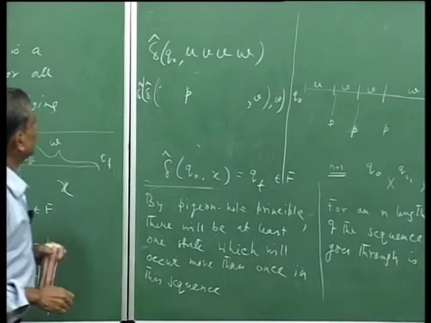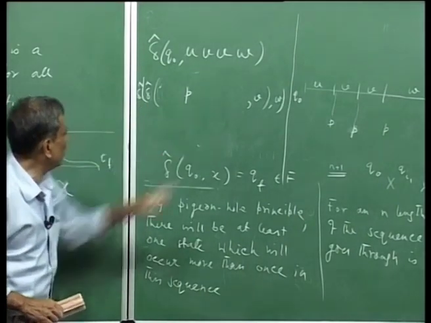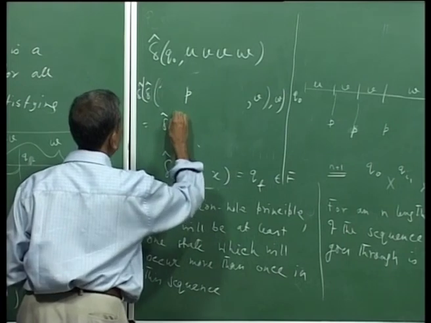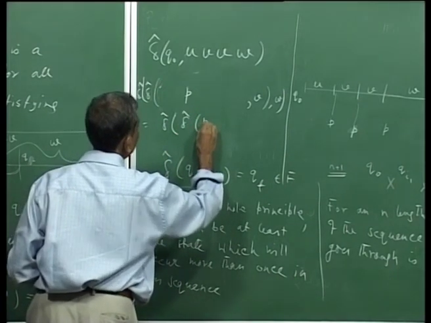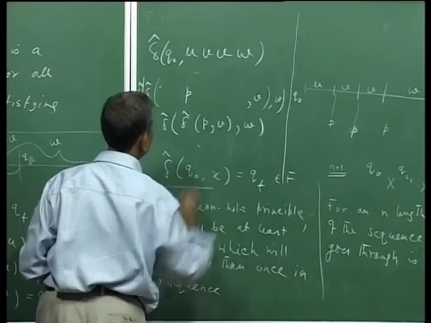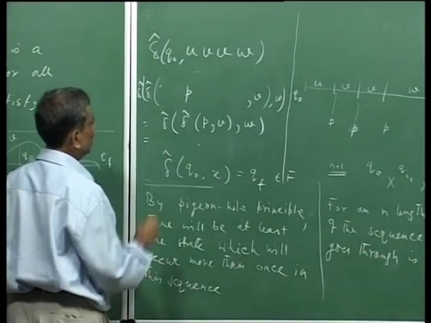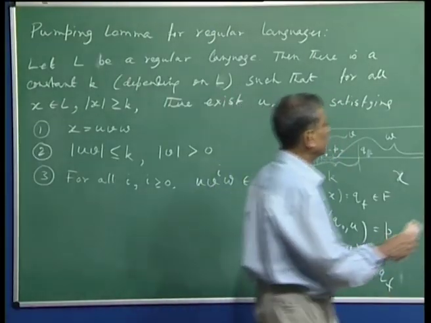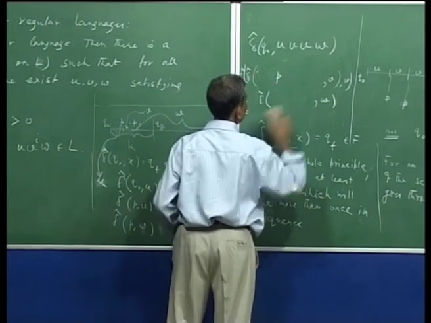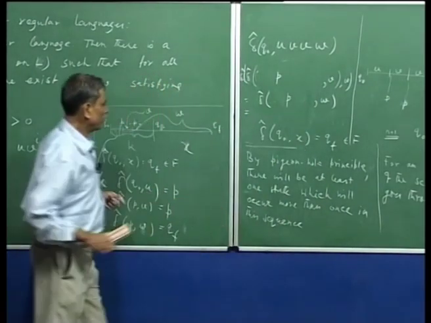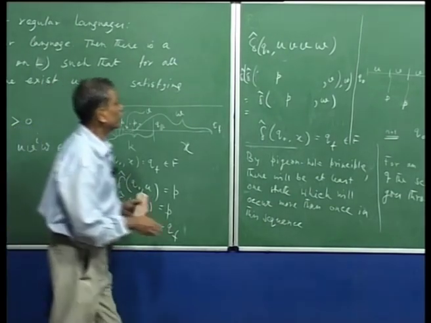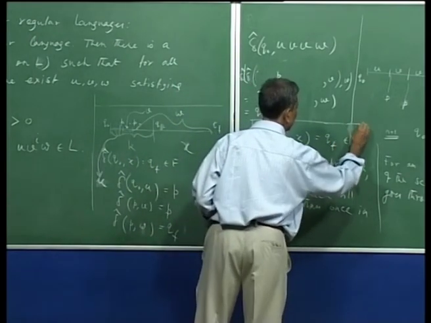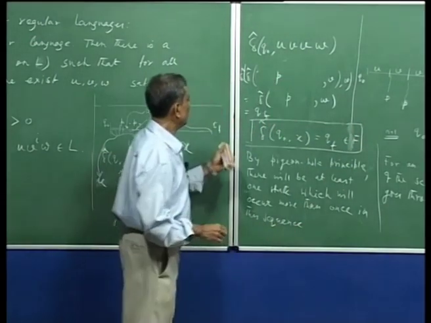Let me write it. p. Then delta hat of p, v is again p. So, let me write it clearly: delta hat of p, v, w, and this is delta hat of p, v is again p, delta hat of p, v is p. So, this becomes p, and delta hat of p, w is qf. So, this is what I had asserted earlier, and now I have shown you the proof. qf is of course an element of F.